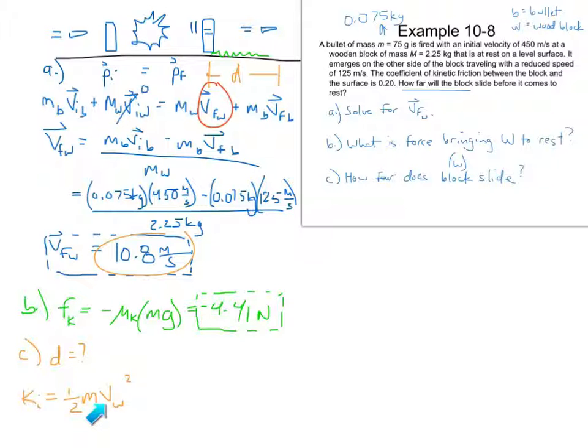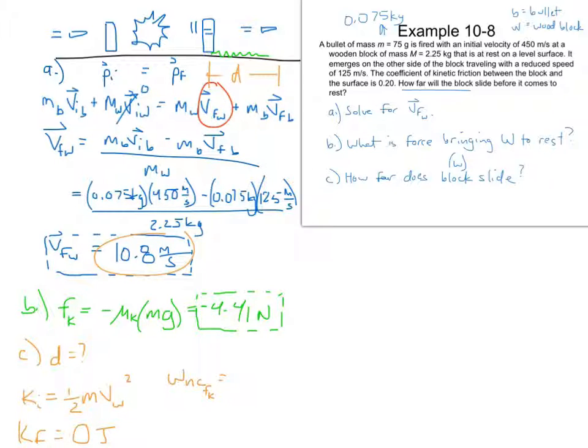What's the final kinetic energy? K final. That's going to be 0, right? 0 joules because it's coming to rest. So what's bringing it to rest? The non-conservative work done by friction, Fk, by kinetic friction. That's what's bringing it to rest, all right?